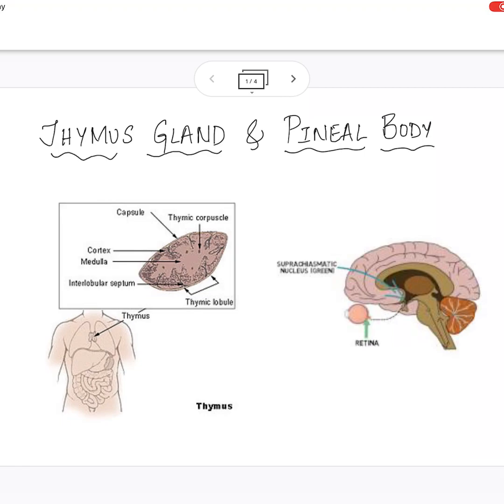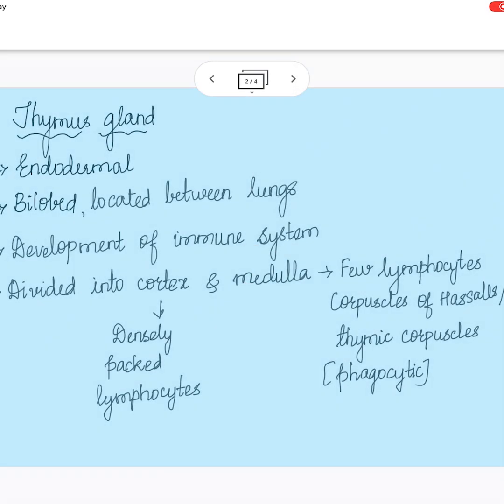In today's video, I'll be dealing with the topic thymus gland and pineal body. Okay, so here, what is the origin of thymus gland? Where is the location of the thymus gland? And what does it do? What kind of hormone does it secrete? All these are the important questions that are definitely going to come from these respective glands, that is thymus gland and pineal body. Okay, one by one in detail, first comes the thymus gland.